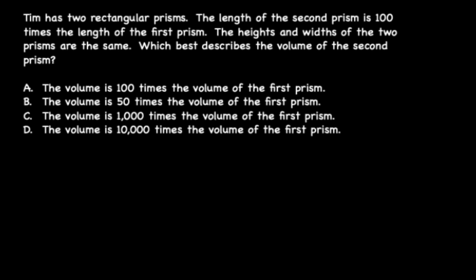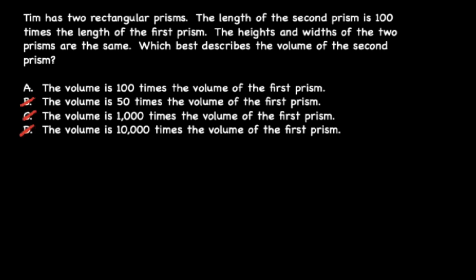Tim has two rectangular prisms. The length of the second prism is 100 times the length of the first prism. The heights and widths of the two prisms are the same. Which best describes the volume of the second prism? So if they're the same, and it's saying that the length of the second prism is 100 times the length of the first one, then we can do process of elimination and say that B, C, and D are not correct, right?